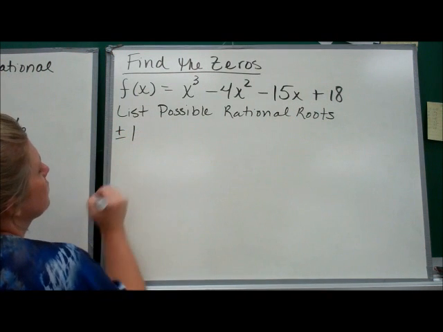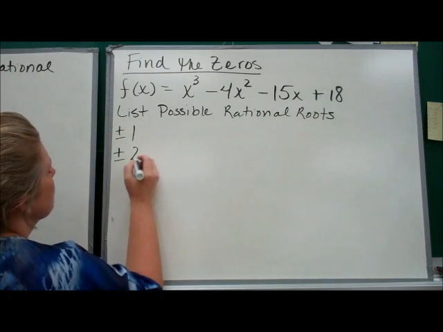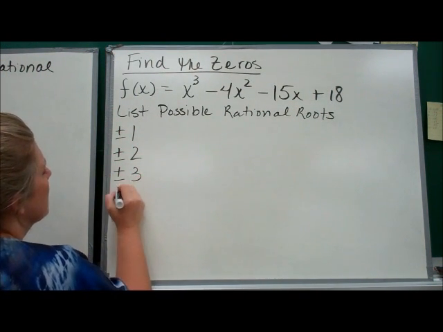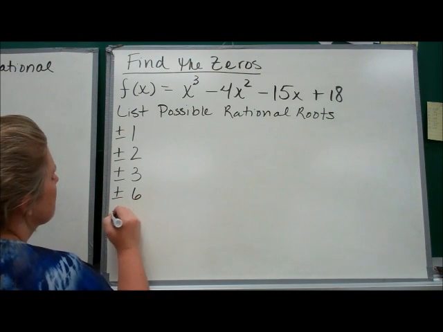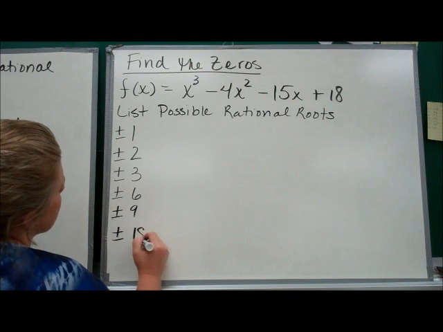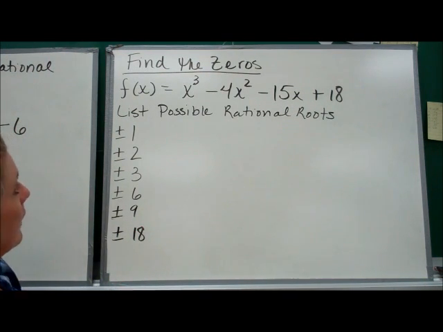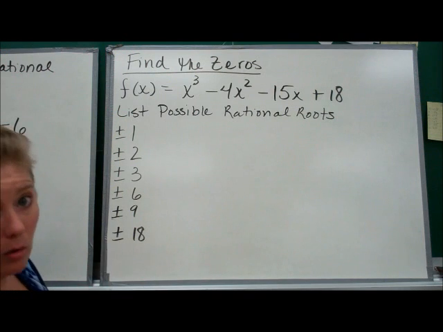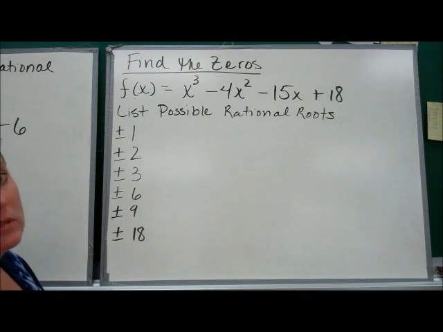Well, we got plus or minus 1, plus or minus 2, plus or minus 3, plus or minus 6, plus or minus 9, plus or minus 18. Okay? So these are all our possible rational roots. Am I going to test every single one of those to find the rational roots? No. I'm going to test a few of them systematically and find one.